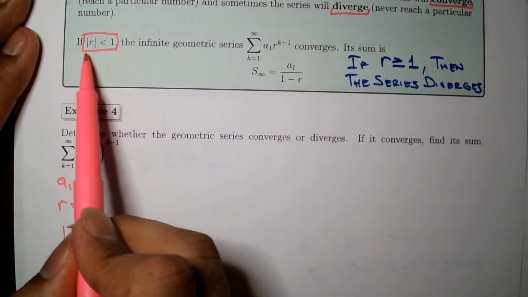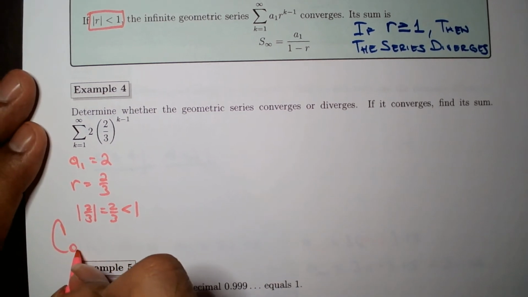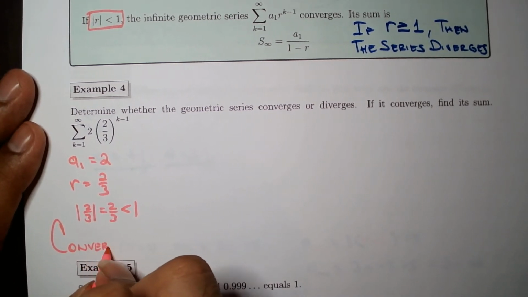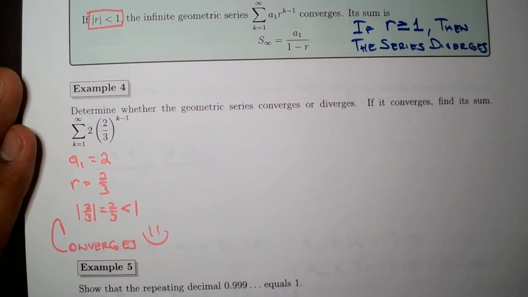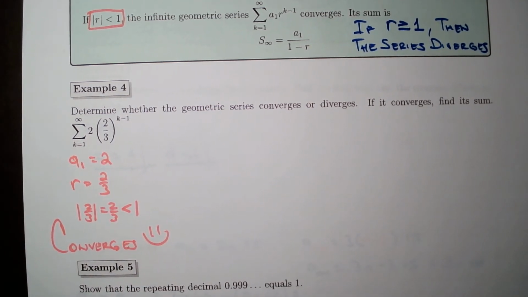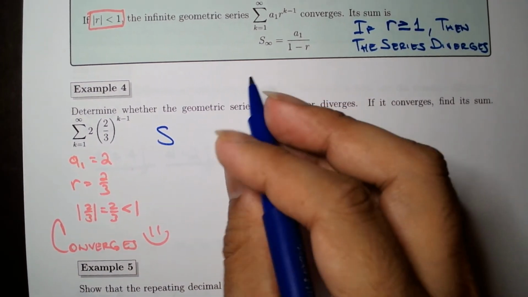What do we know about this being less than 1? Well, it converges. So this sum converges. This is going to go somewhere. It's going to get somewhere. So let's find out what the sum is.